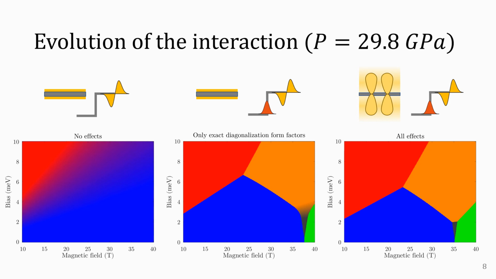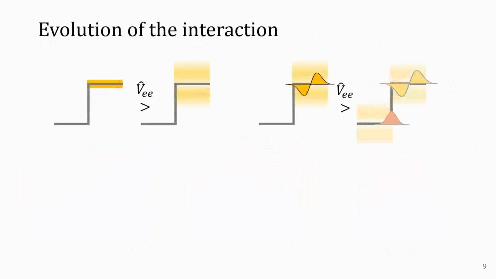Between the second and third plot, when we also include the spatial extent of the pz orbitals, interactions are weakened slightly further, and no superpositions appear at all. The reason that interactions are weakened is simply because of delocalization. Both the spatial extent of the pz orbitals and the layer splitting wave functions delocalize charge and hence weaken interactions.